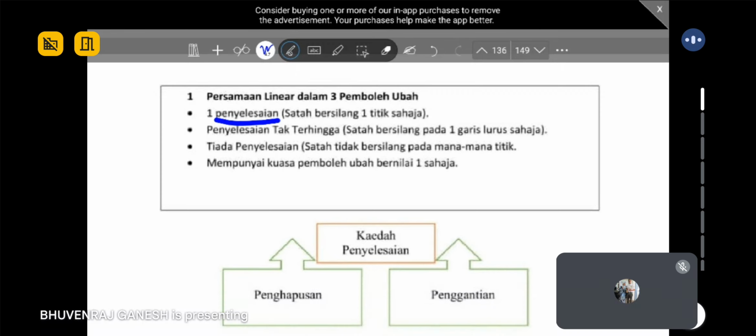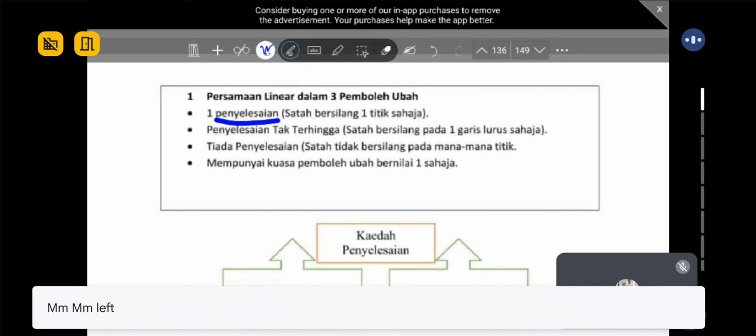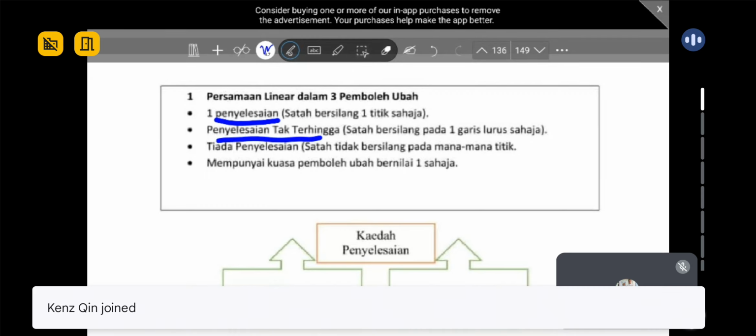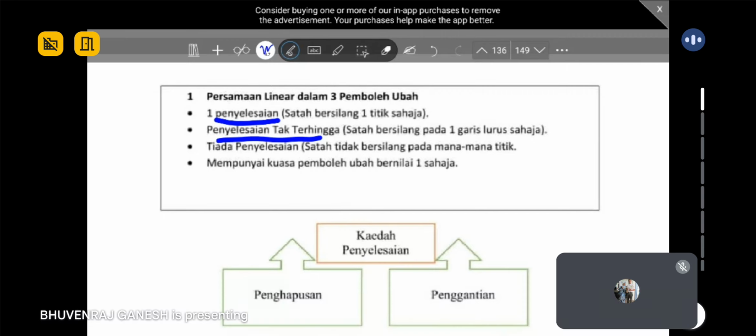Dua apa Afiq? Bukan, ada 3. 3 penyelesaian. Okay, there are three types of solution. Okay, first solution, satu penyelesaian, or called one solution in English. Okay, and then second is called infinite solution. Okay, penyelesaian tak terhingga. The third one is called no solution, tiada penyelesaian.